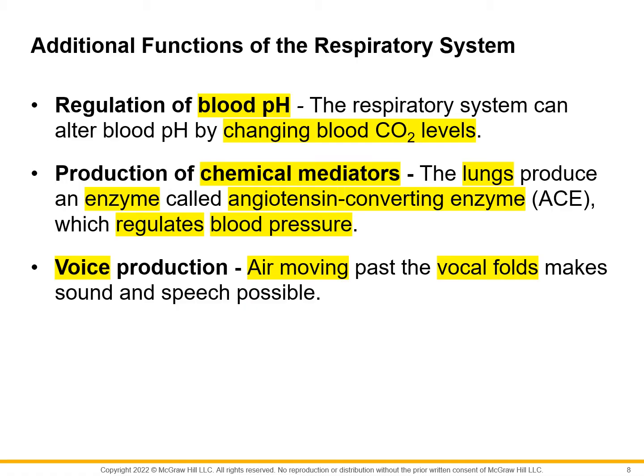Next additional function of the respiratory system is the production of chemical mediators. So the lungs can produce the enzyme ACE or the angiotensin converting enzyme. Ang angiotensin converting enzyme, this also has the capability to regulate blood pressure. Alright? So may enzyme din daw po na pinoproduce yung respiratory system natin na kayang maapektuhan or kontrolin yung cardiovascular system natin, specifically our blood pressure.